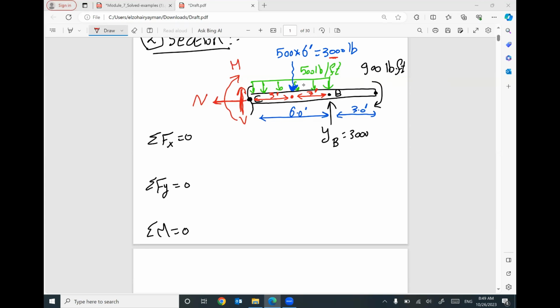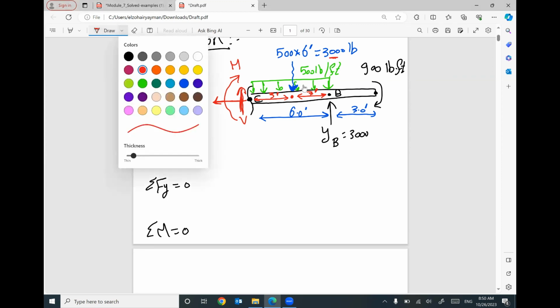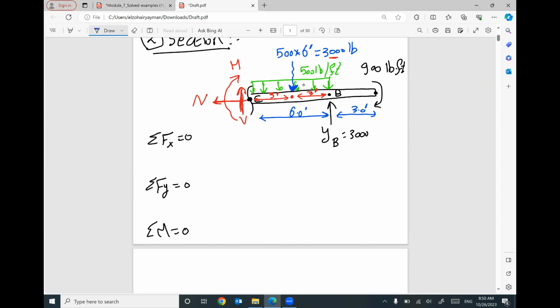So let's start. Summation f of x equals 0. What forces do you have in x? I have only negative capital N. I think nothing else in x equals 0. Unfortunately, your axial force will be 0. That's fine. We don't have axial force.